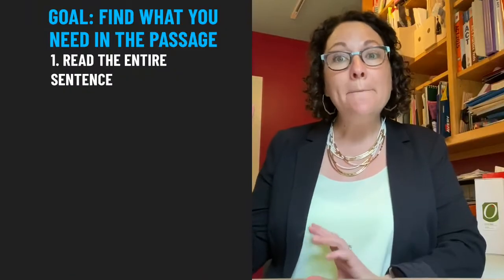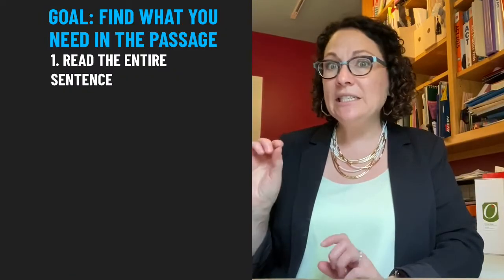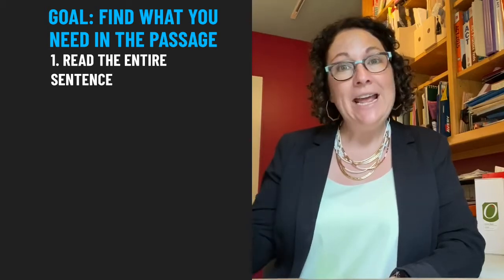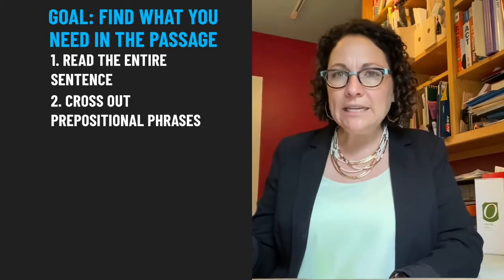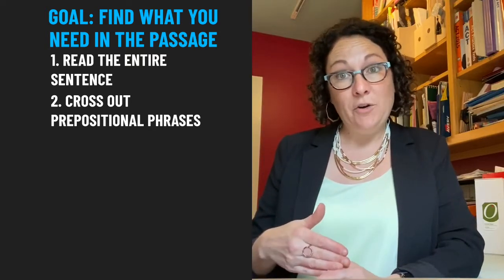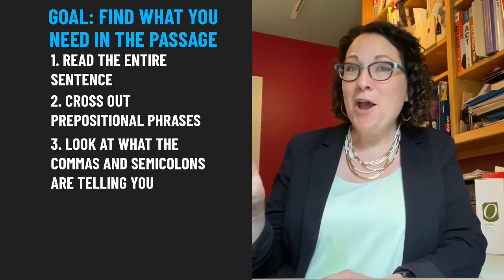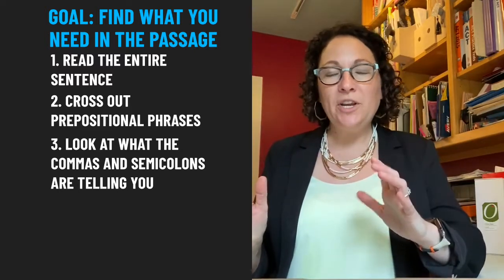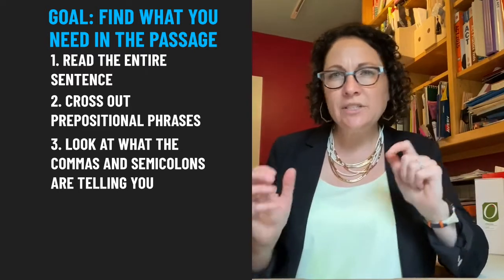Okay, now let's look at the writing and language section. Your main objective here is finding what you need in the passage to determine the correct answer. So I have 5 ways to help you narrow down your search. First, make sure you read the entire sentence, not just the underlined portion. Second, try crossing out any prepositional phrases so you can better find the subjects and the verbs. Third, when asked about any punctuation, look for other commas or semicolons.